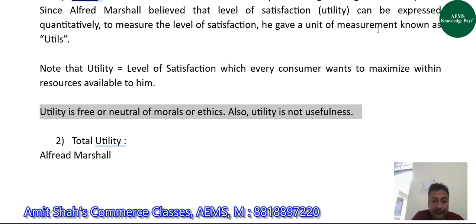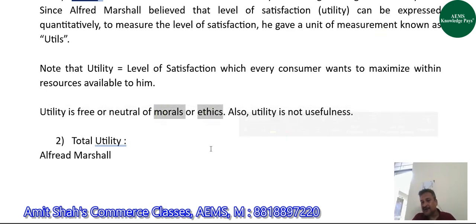Yes, sir. Usefulness has to do with morals and ethics. You purchase something and your parents may say, why have you purchased this? It has no usefulness at all. Yet it is giving you satisfaction and that is why you purchased it. Right? Let's say an earphone. I hope you all are getting this, guys, right?